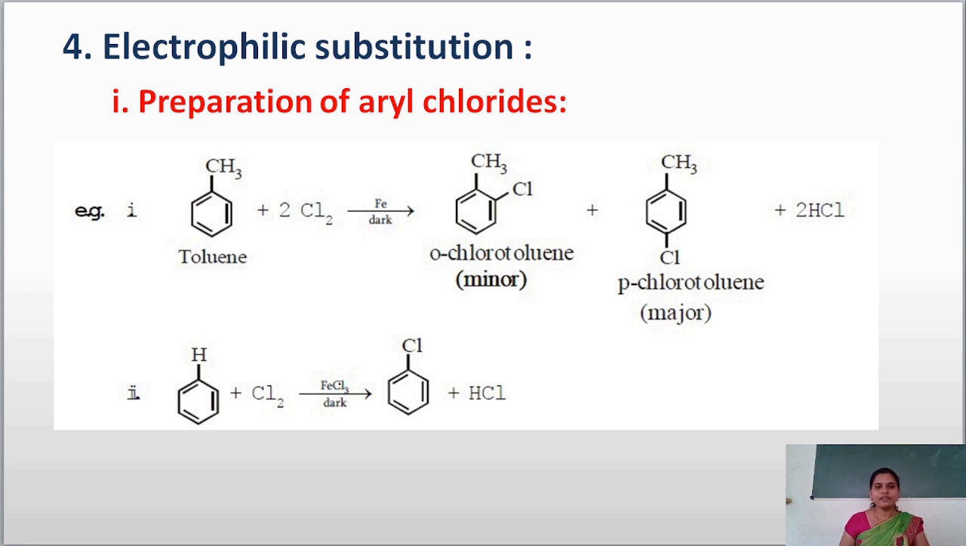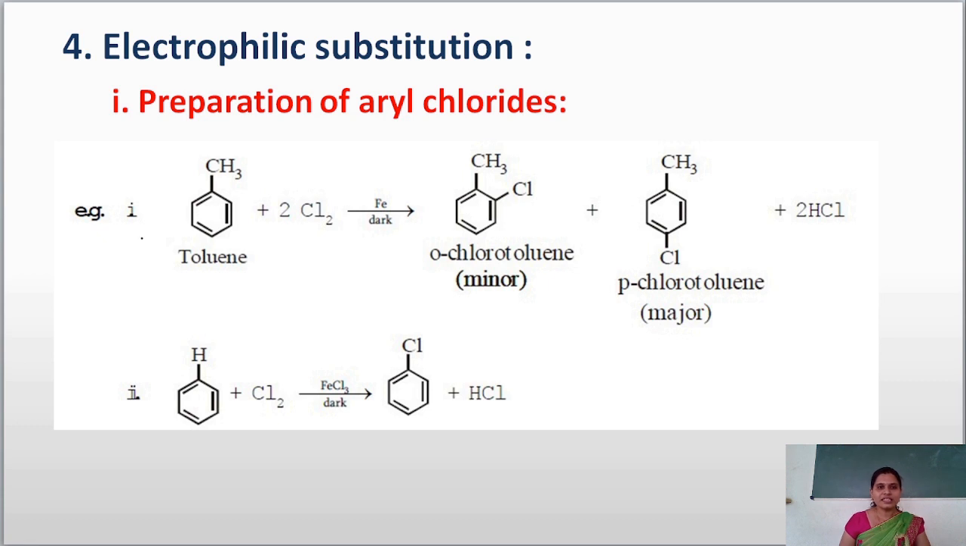You have to revise this electrophilic substitution reaction. In this reaction, FeCl3 or AlCl3 are used as a catalyst, and the reaction is carried out in the dark. So benzene reacts with chlorine in presence of FeCl3 in the dark, and we get chlorobenzene as a product, and HCl is the byproduct of this reaction.